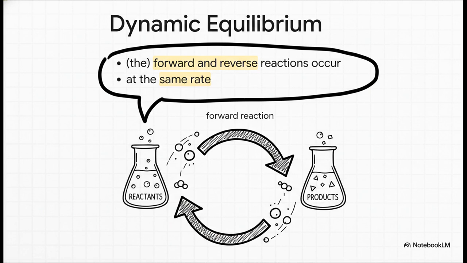First, you have to say that both the forward and reverse reactions are still happening. They haven't stopped. That's the dynamic part. But, and here's the second key point, they are happening at the exact same rate. So for every new product molecule that's made, one is turning back into reactants. It looks like nothing is happening, but on a molecular level, there's a constant, perfectly balanced dance going on.